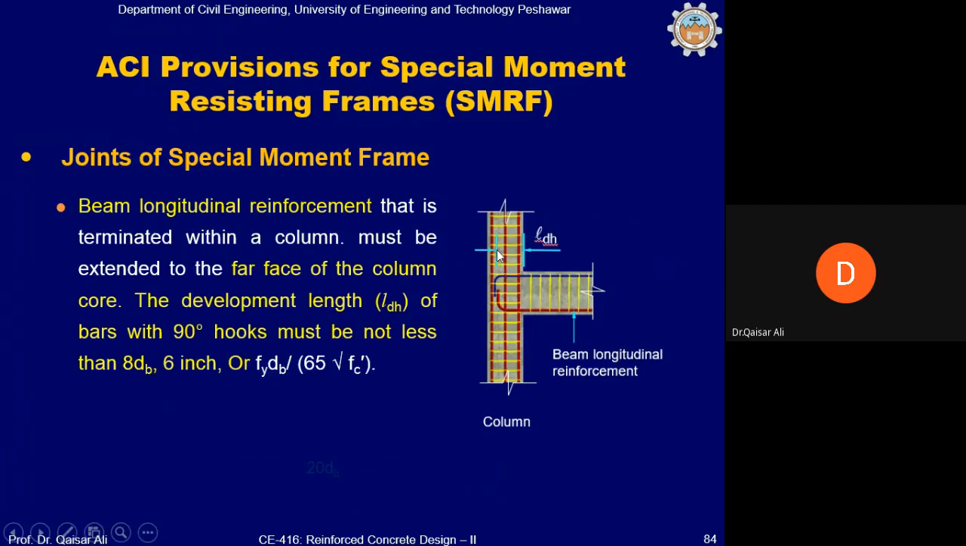And the development length with the hook shall be such that it fulfills the criteria of the ACI code, and this length shall be equal to fy db divided by 65 square root of fc prime. So the development length with hook criteria shall also be fulfilled. If this criteria is not fulfilled, we will increase the size of the column in order to fulfill it.